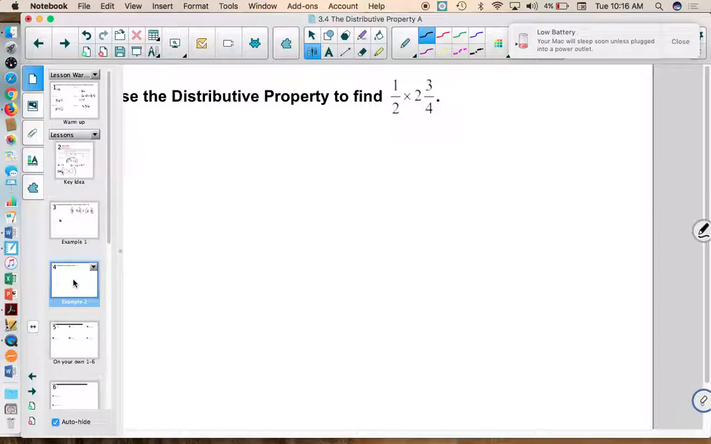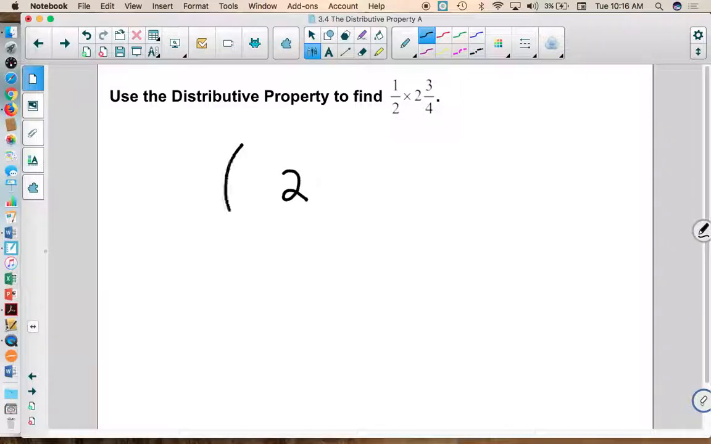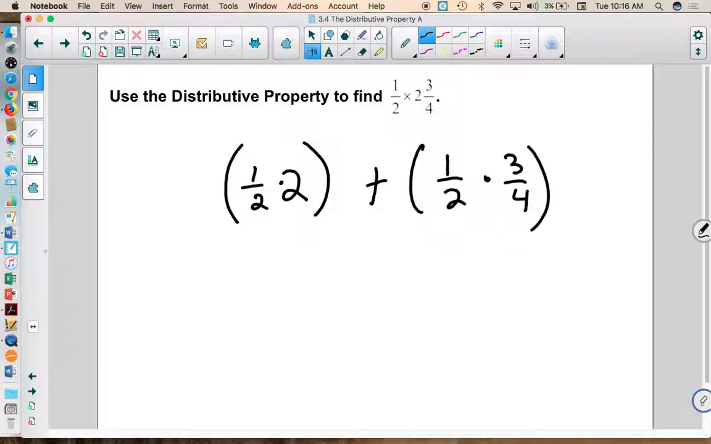Now, this one here says distributive property again. Somebody tell me, how are you going to break that one up so that you could use that distributive property? How would you break it up? Tyler, how would you break it up? You take the 2 and put it off to the side, and then multiply 1/2 times 3/4. Gotta have the 1/2 times the 2 plus, because this is 2 plus 3/4, right? 1/2 times 3/4. And when you put them together, you get the full answer.